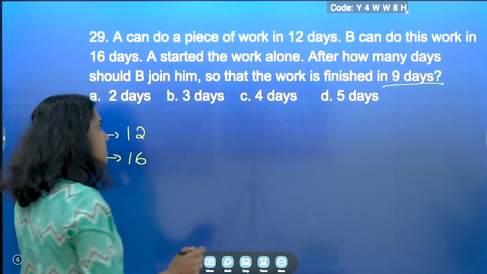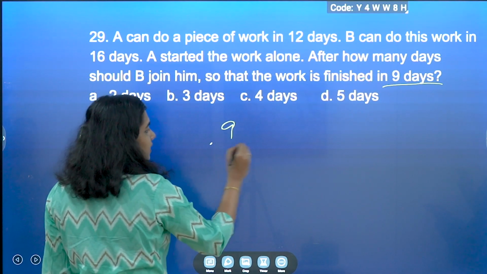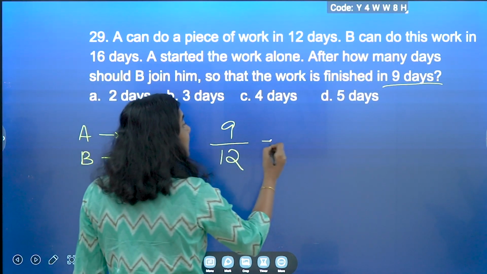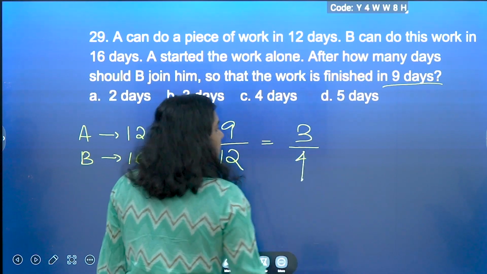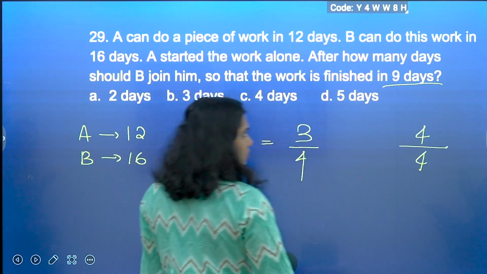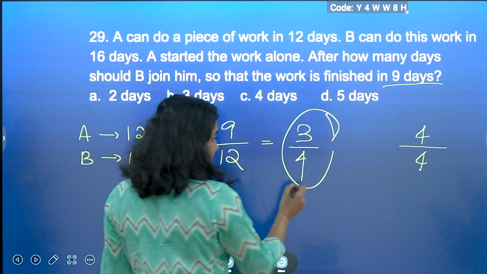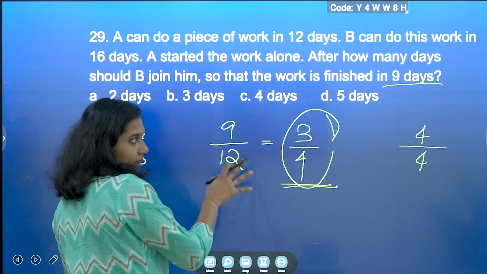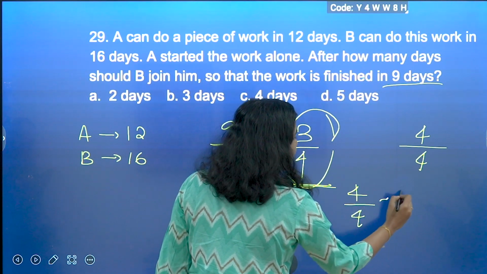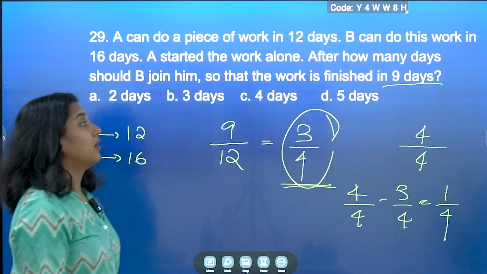So what we can do is find the work done by A, like 9 by 12. 9 is the number of days they took to finish the work. So 9 by 12 will give you 3 by 4. We know that a full fraction is 4 by 4. So 3 by 4 is the fraction we get after simplification. That means 3 by 4 is the work done by A. Now if you subtract 3 by 4 from 4 by 4, you will get 1 by 4. So 1 by 4 is the work done by B.